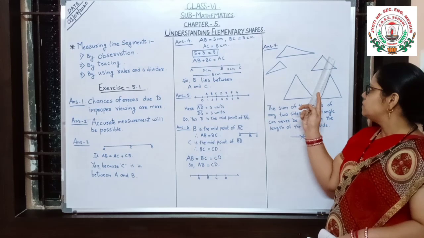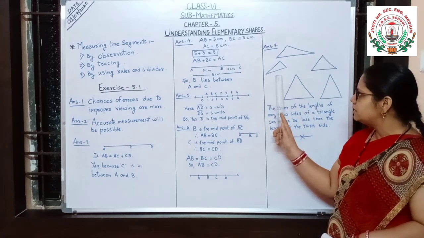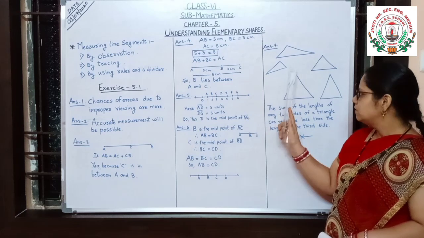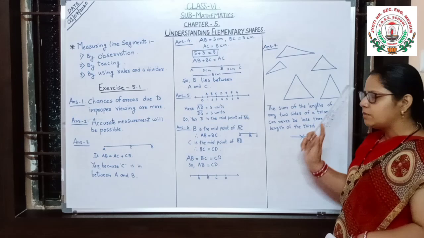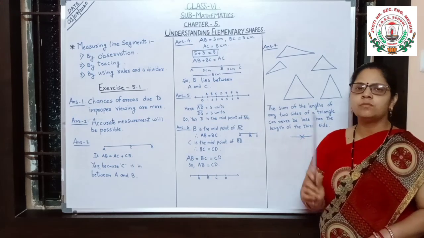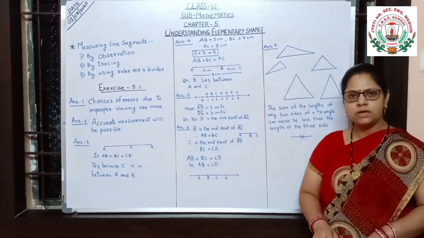If you are adding these 2 sides, this third side will be less. If you are adding these 2, third side will be less. Definitely the sum of 2 sides will always be greater and the third side will be always smaller.